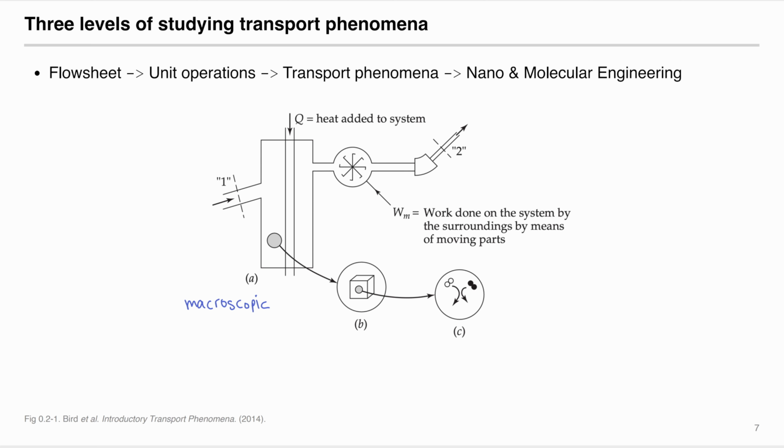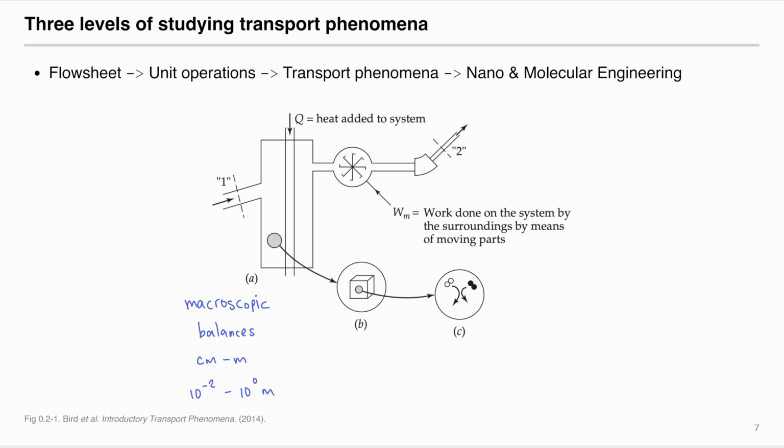On the macroscopic level, we're concerned mostly with the flow sheets and the unit operations. And we usually use the macroscopic balances as equations that guide us in solving these problems. The length scale we're working with is usually on the centimeters to the meter scale, that is 10 to the minus 2 to 10 to the 0 meters.